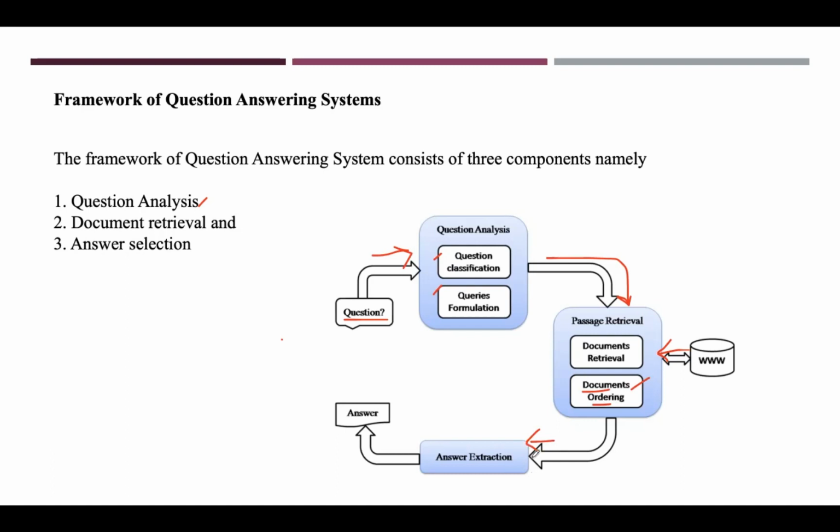So on receiving these documents or passages, answer selection produces a relevant answer to the question from the generated documents. So here it produces the answer to the question from the generated documents. So this is the framework of question answering systems.